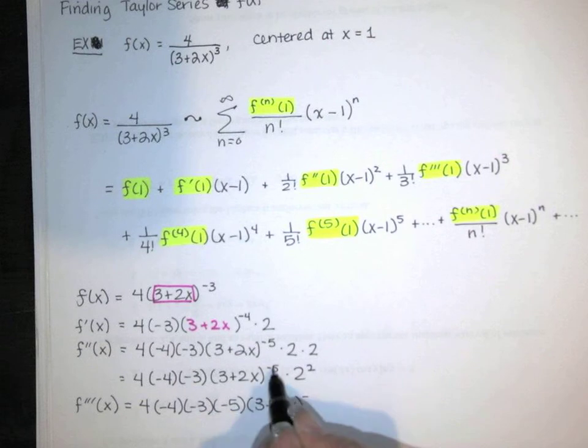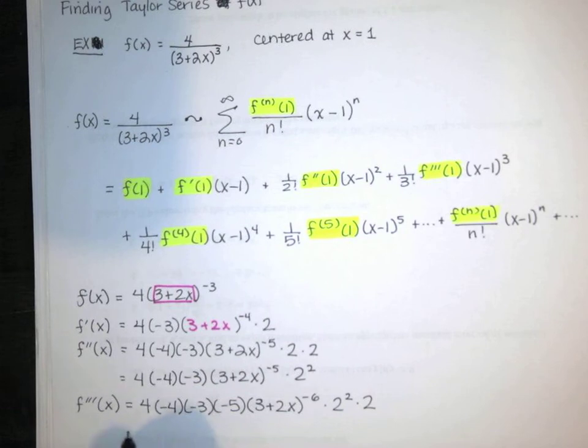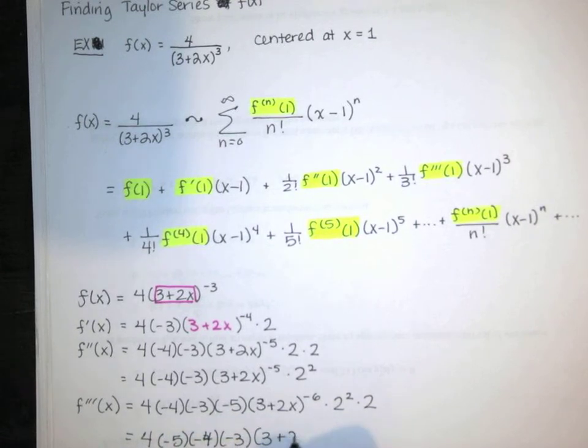And then I've got this to the negative 6 times the 2 squared times the extra 2 by the chain rule. Let's write this in the right order. I've got the 4 from before, and this is negative 5 times negative 4 times negative 3. And then we've got the 3 plus 2x to the negative 6, and 2 squared times 2 to the first is 2 cubed.